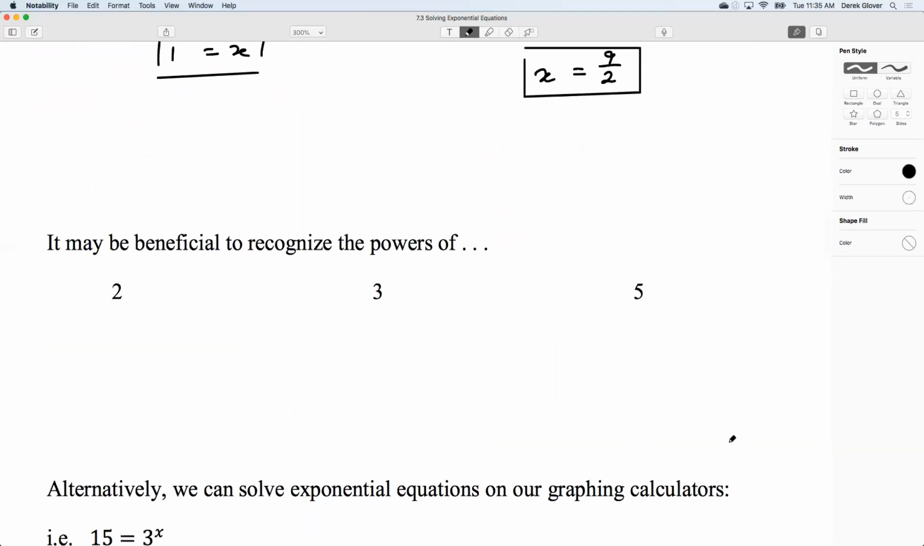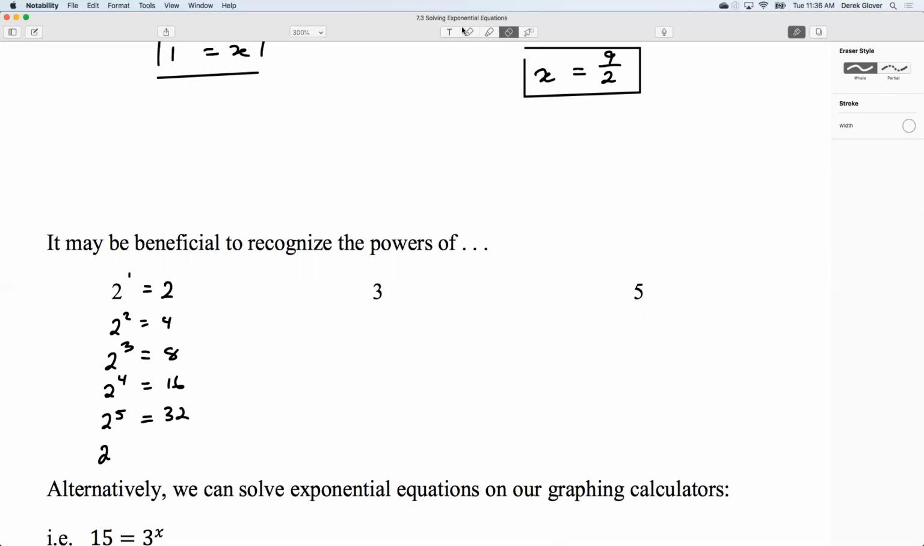So because of this, it'll be easy for you if you can remember different powers of some small bases. So we'll go through them. We've got 2 to the 1, which is 2. We've got 2 squared, which is 4. 2 cubed, which is 8. 2 to the 4, which is 16. 2 to the 5, which is 32. And I guess we could go 2 to the 6, which is 64. And you can keep going.